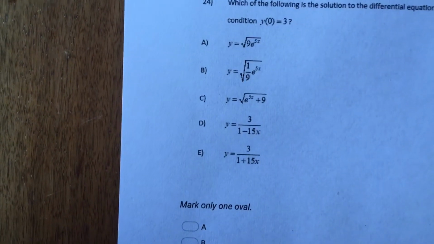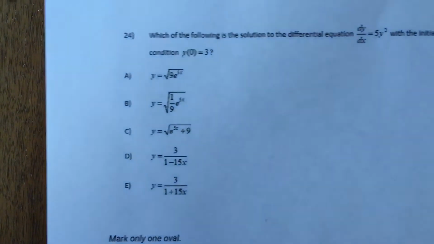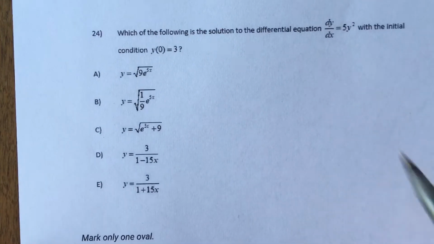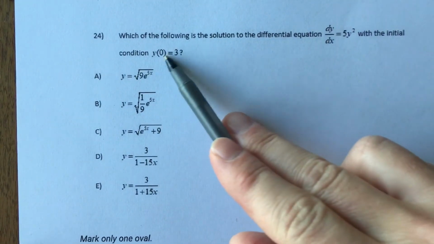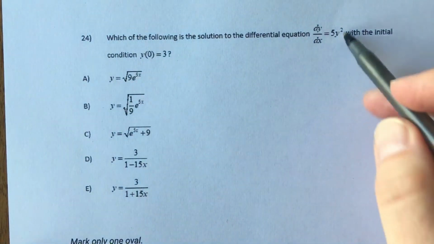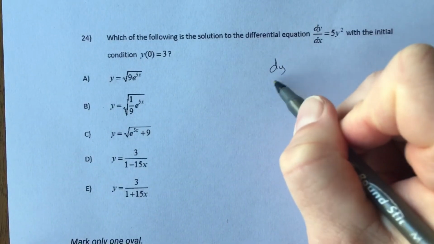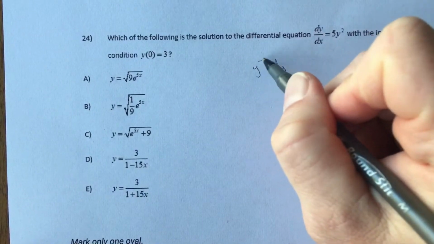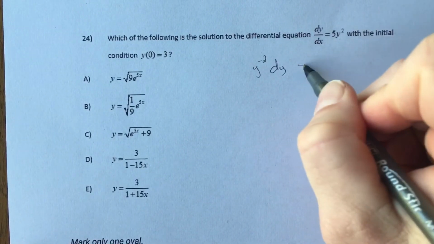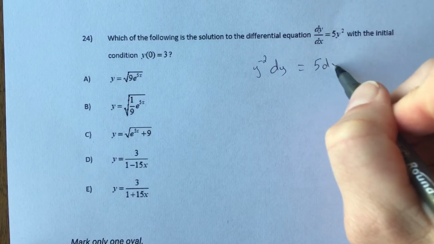We're going to do problems 6 through 9 on review day 18. Number 24 gives us a differential equation, and wants to know which of these would be the solution that goes through the point (0, 3). So initially you should bring the y squared over. It's going to be divided by y squared. We're going to go ahead and change that to y to the negative 2, and then we'll leave the 5 over here with the dx.